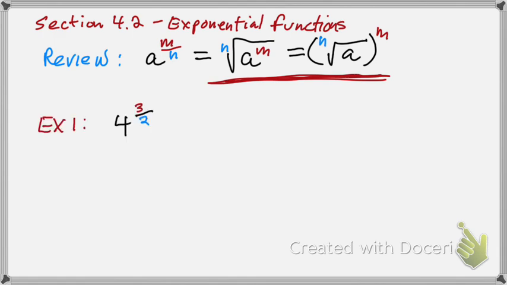All right, so here's an example. I'm trying to keep the color coding the same. So 4 to the 3/2 power. So the bottom number is the root, the top number is the power. I could visualize that this way. Raise 4 to the 3rd power, then take the square root.